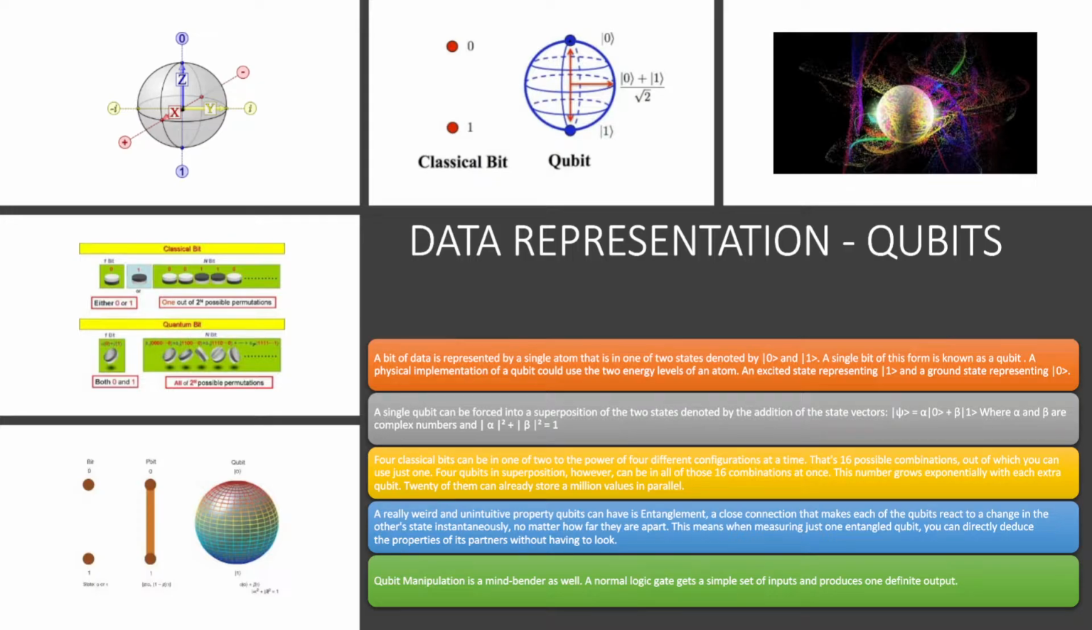Qubit manipulation is also a brain teaser. A basic set of inputs is fed into logic gates, which creates a single definitive output. A quantum gate manipulates superposition as input, rotates probabilities, and outputs another superposition. So a quantum computer entangles and manipulates probabilities by quantum gates, then measures the result, collapsing superpositions to a real sequence of zeros and ones.